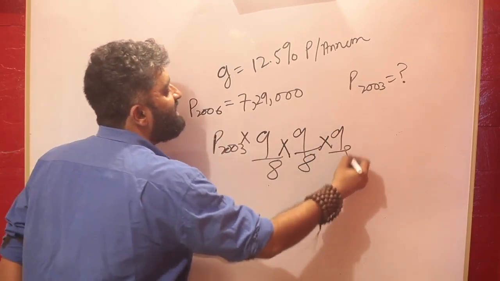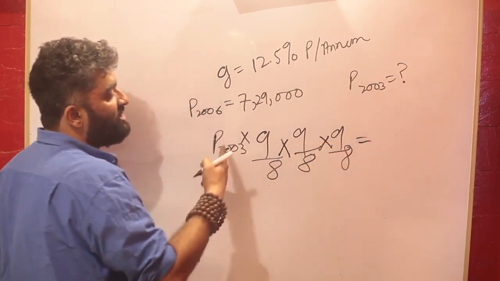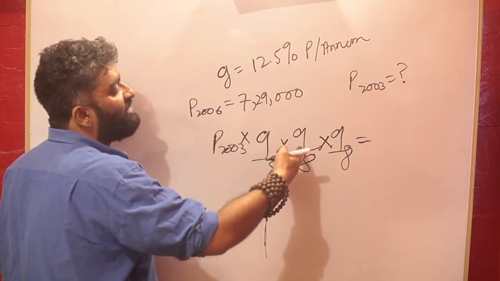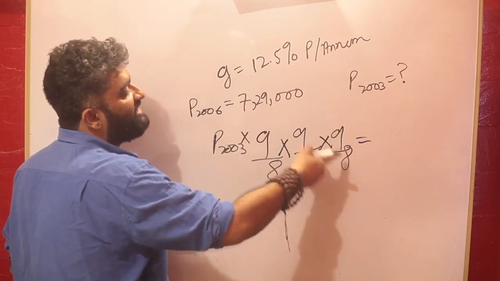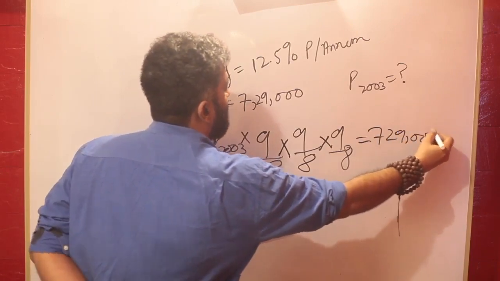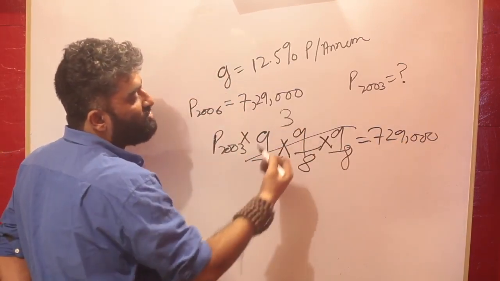Increase it by another 9 by 8. So you finally get to the population of 2006. 2003 multiplied by 9 by 8 gives me 2004, multiplied by another 9 by 8 gives me 2005, and multiplied by another 9 by 8 gives me 2006, and that is equal to 729,000, right? This should have been fairly easy. This is 9 cube, right?